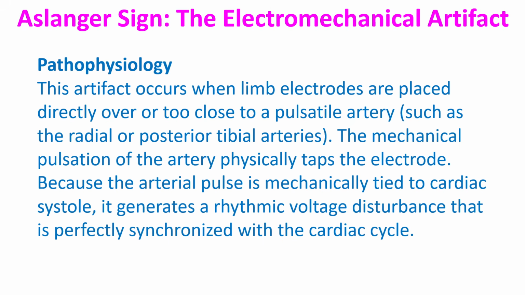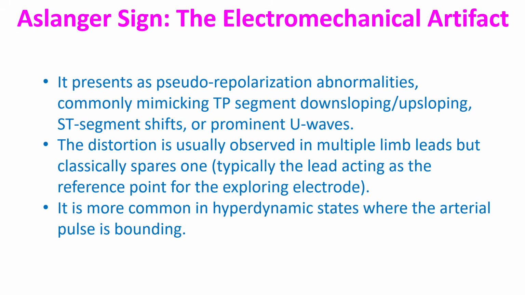Because the arterial pulse is mechanically tied to cardiac systole, it generates a rhythmic voltage disturbance that is perfectly synchronized with the cardiac cycle. It presents as pseudo-repolarization abnormalities, commonly mimicking TP segment downsloping or upsloping, ST segment shifts, or prominent U waves. The distortion is usually observed in multiple limb leads, but classically spares one, typically the lead acting as the reference point for the exploring electrode.